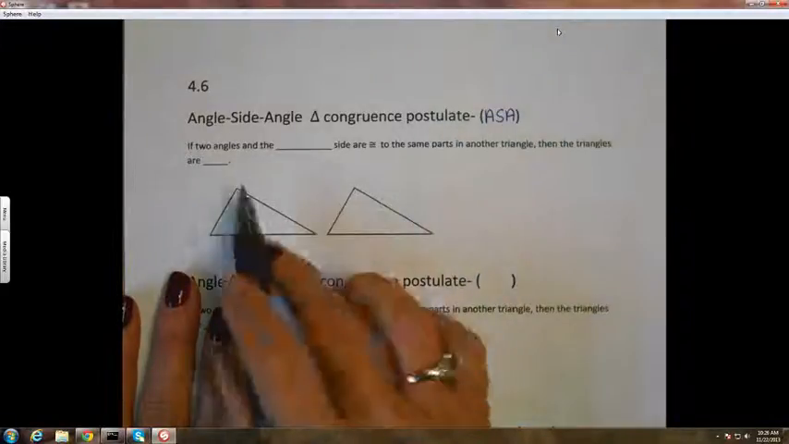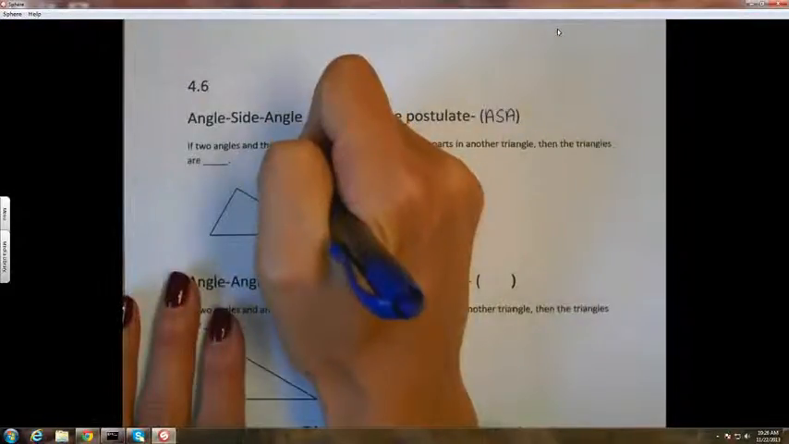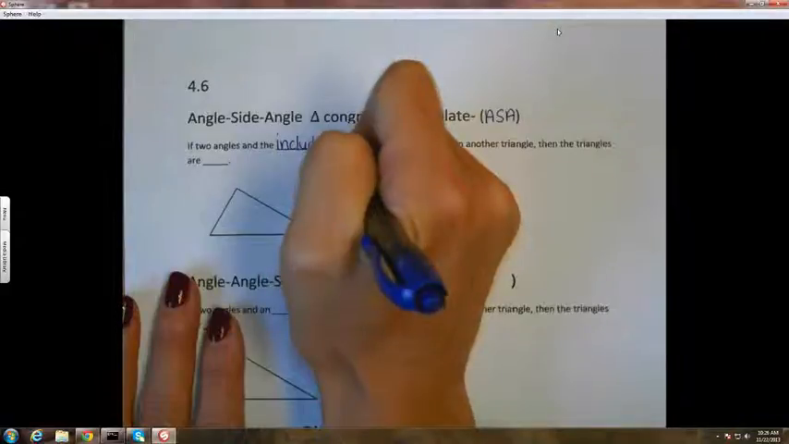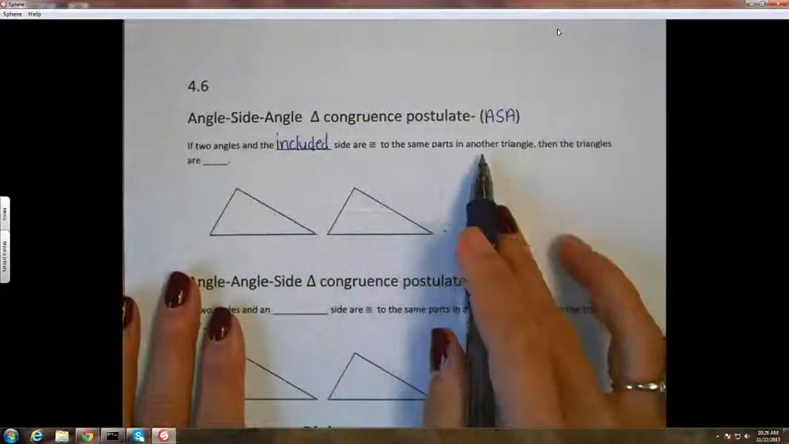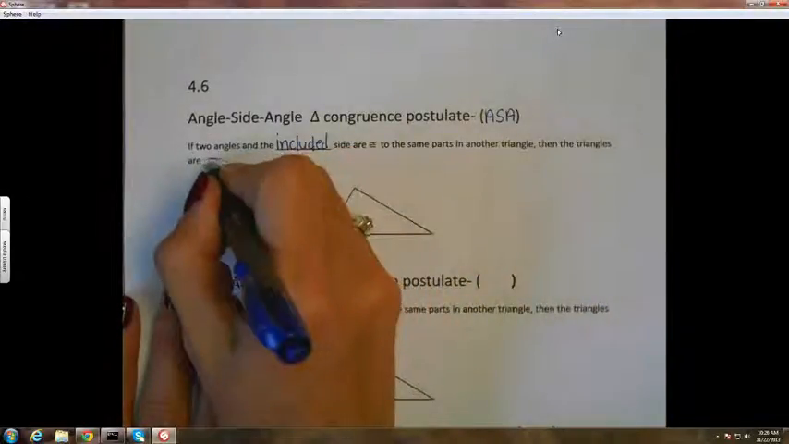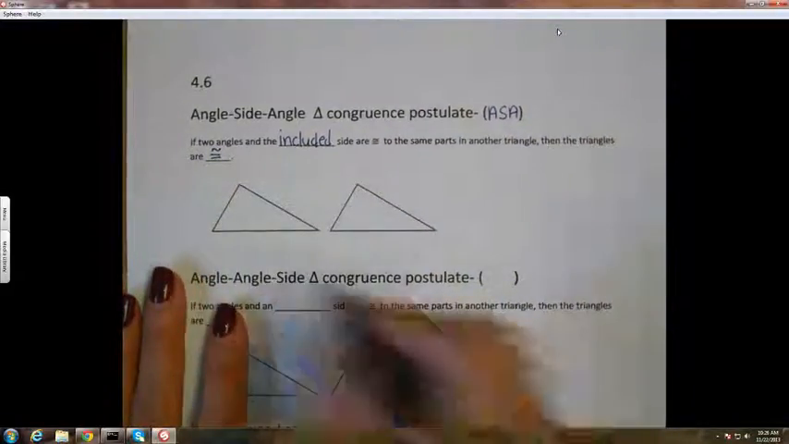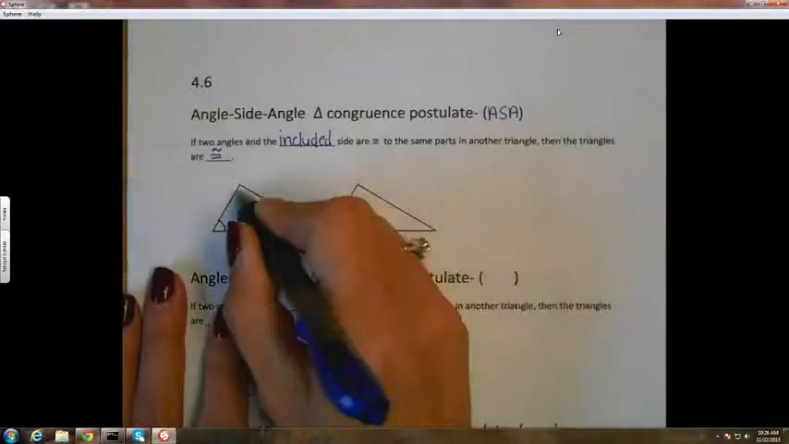It says if two angles and, this is what's important, the included side, and I'll talk about included sides when I get to the picture, are congruent to the same parts in another triangle, then the triangles are congruent triangles. So what we need are two angles. Let's say I pick this angle congruent to this angle, and this one to this one.